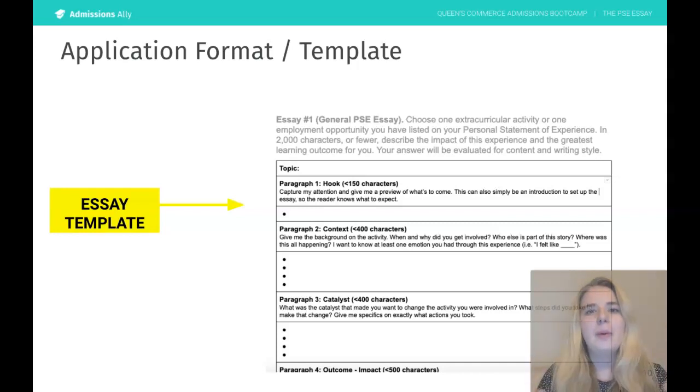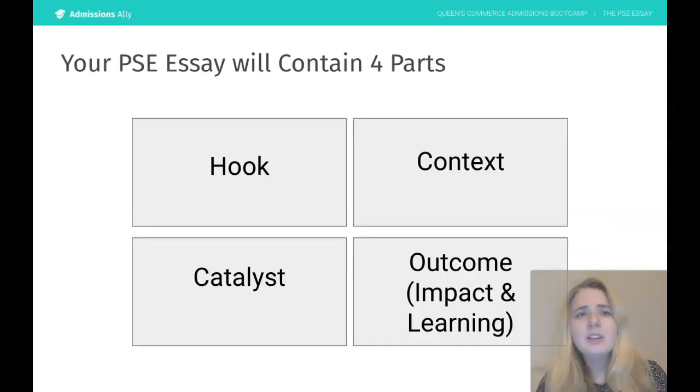What I want you to do at this point, don't even worry about the essay writing. Think about bullet points. For each part that we're going to go through in the next few minutes, create bullet points for what your achievements are. Create bullet points for your learning. You don't need to create full sentences. This is really just the idea creation stage. It is at a later stage that we'll bring all of this together to create a really impactful essay. Your PSE essay will contain 4 parts based on the formula that we are suggesting.